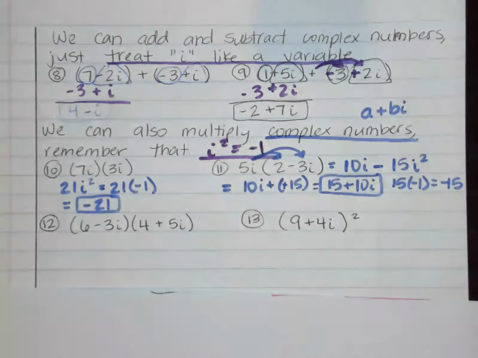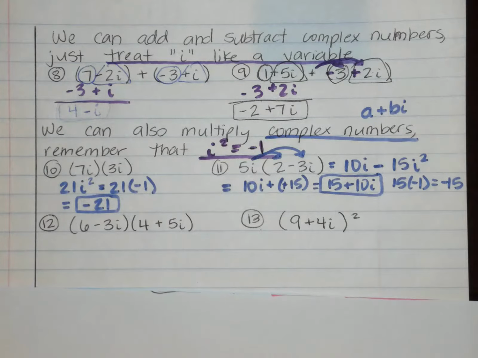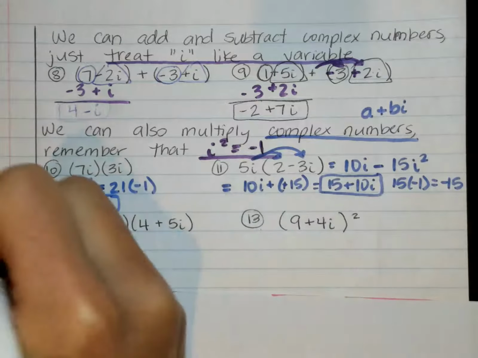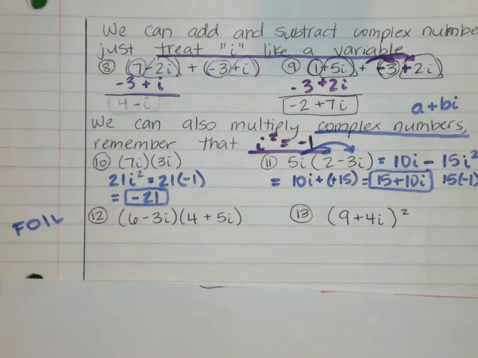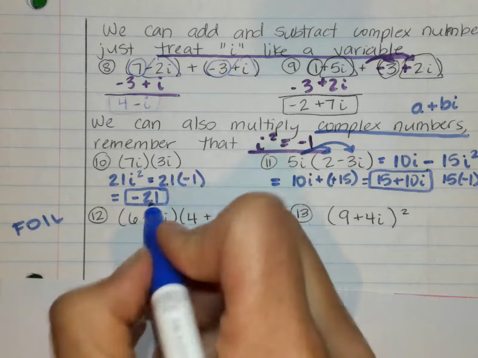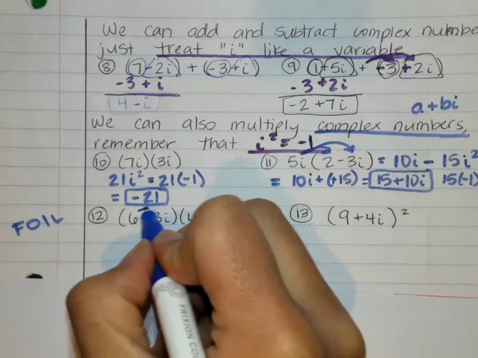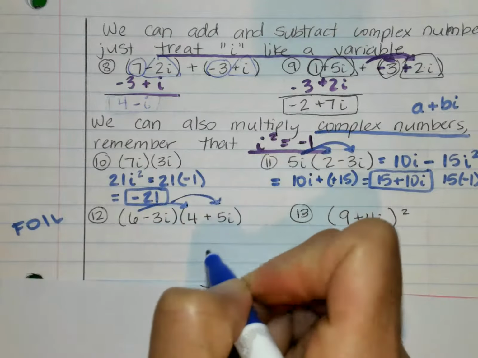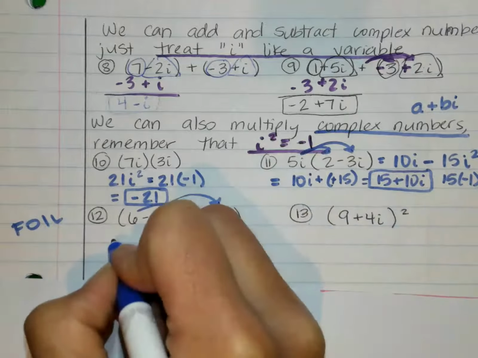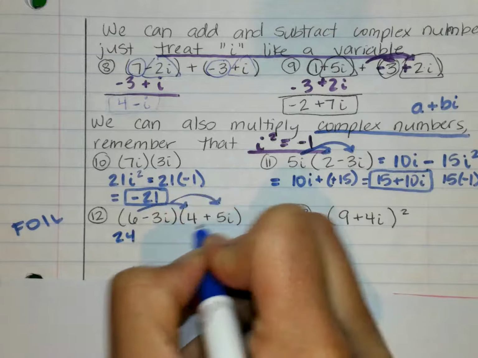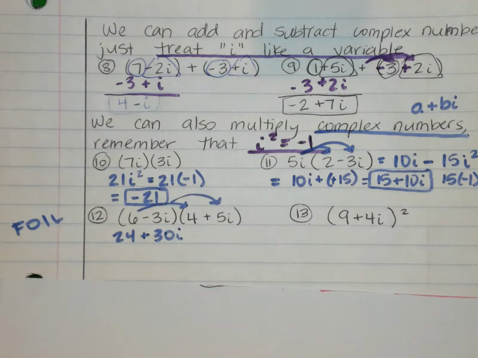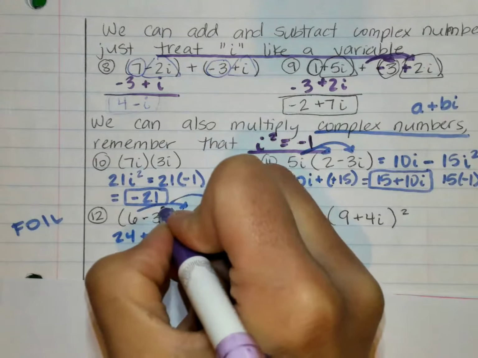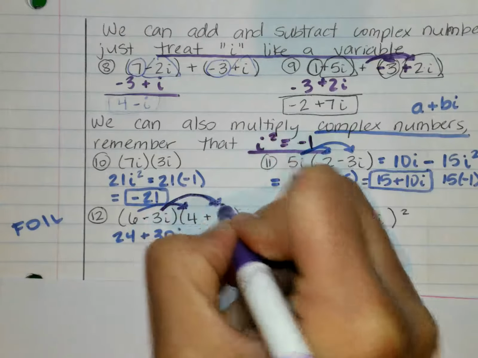All right, let's do these last two. So you can multiply two complex numbers together. It's basically like FOIL, if you remember, first, outside, inside, last, or you just distribute. So I'll show distributing. First, you can multiply by the 6, 6 times 4, and then 6 times 5i. So we get 6 times 4 is 24, and then 6 times 5i is plus 30i. And then you can distribute by the negative 3i. Remember, take the sign in front. So it's negative 3i. Distribute that to the 4 and then to the 5i.